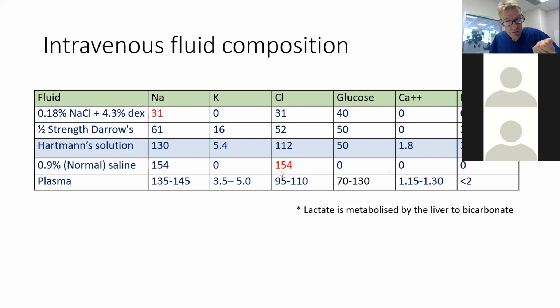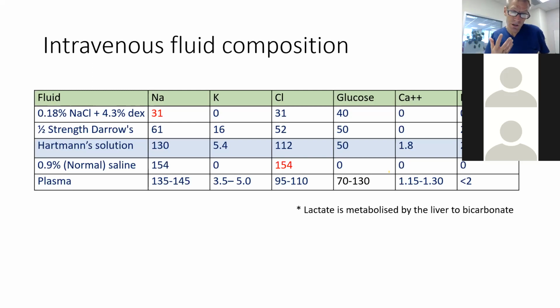In our body, if you give normal saline, the 154 is the same. There is as much sodium as what there is chloride. And if you give a lot of normal saline, you're giving a lot of chloride. And normally our plasma chloride level is around about 95 to 110. But if you give a lot of normal saline, you're giving a lot of chloride, and chloride is very acidic.